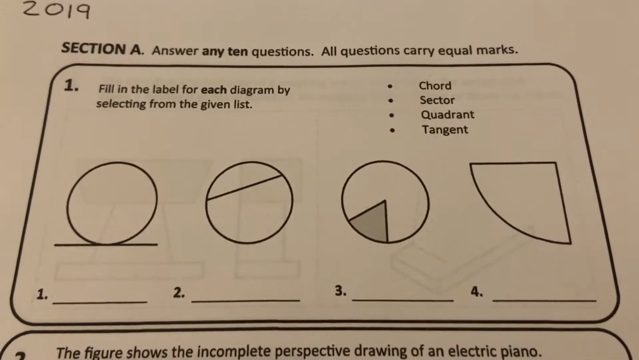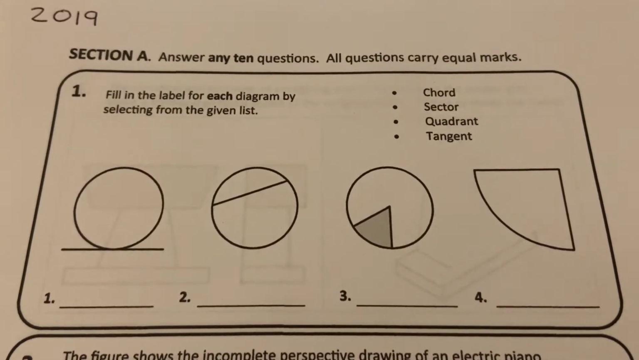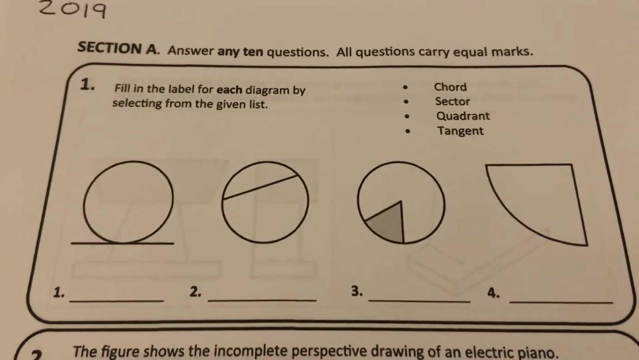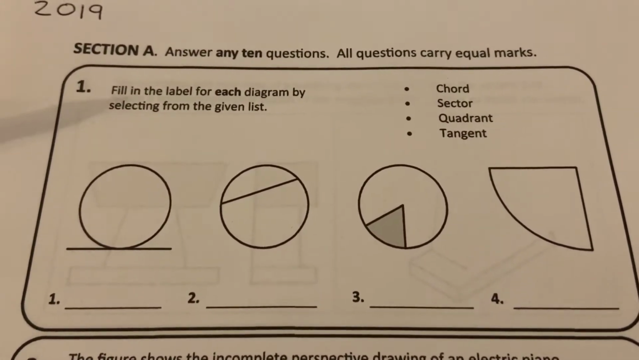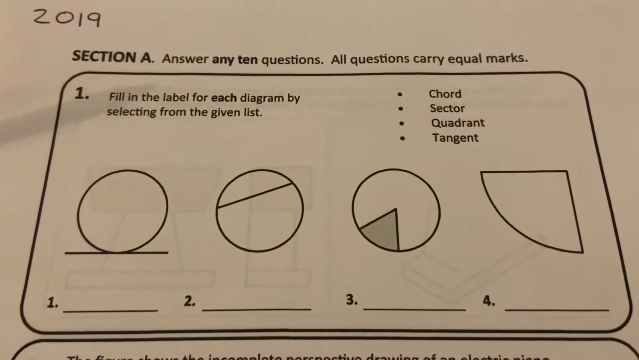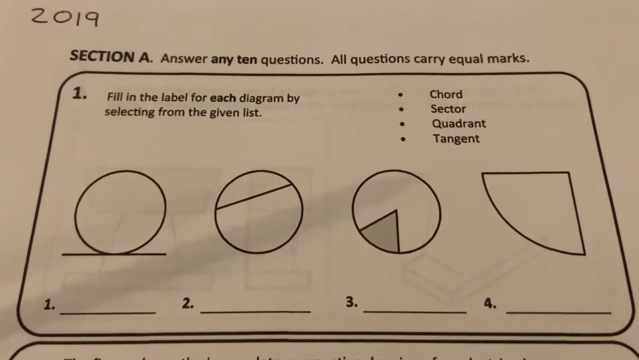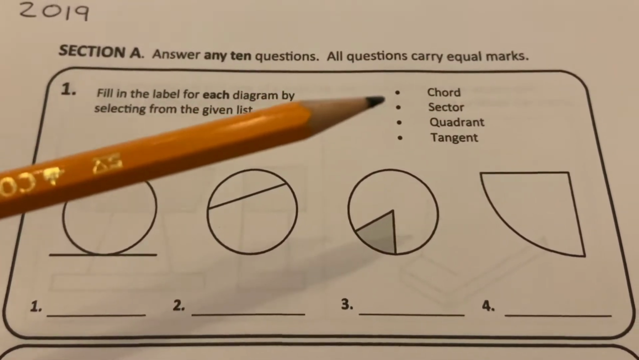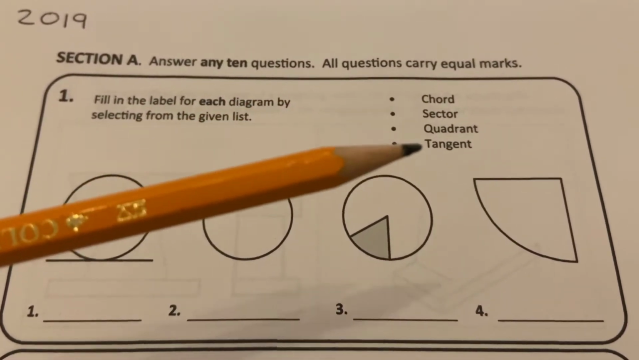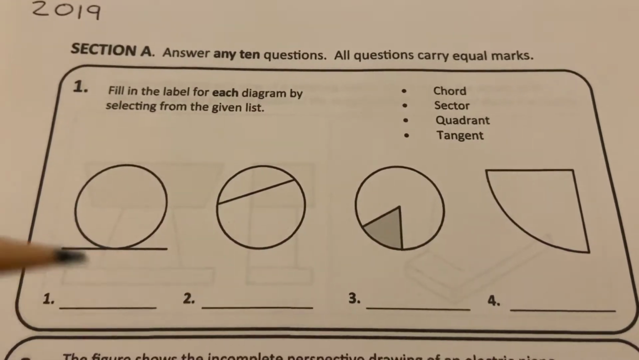Okay, so we want to take a look at the 2019 short questions, Technical Graphics Higher Level. And the first short question here in section A, it says fill in the label for each diagram by selecting from the given list. So over here we have a list of different terminology associated with circles, and we have to fill them in here.